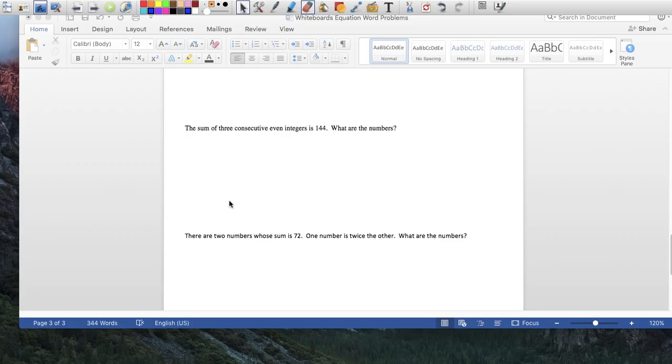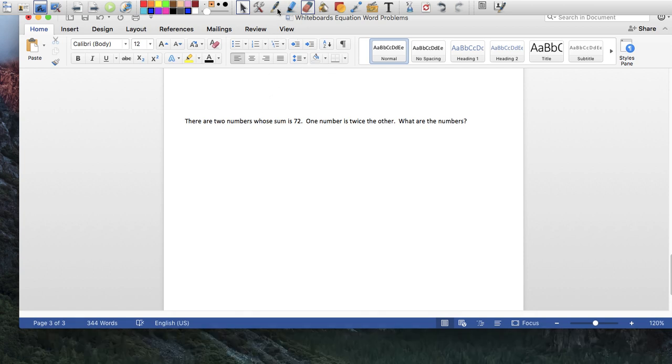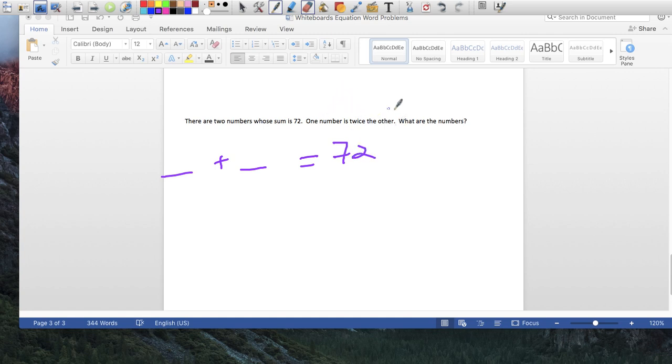Last one. Last one is a little simpler. There are 2 numbers whose sum is 72. One number is twice the other. So 2 numbers, if you add them, so I'm adding 2 numbers over here, and their sum is 72. Well, what do I know about the numbers? I know that one number is twice the other one. So if I call this x, the other number is twice x, which would make it 2x. Now add, combine like terms, x plus 2x is 3x, and this becomes a simple one-step equation.